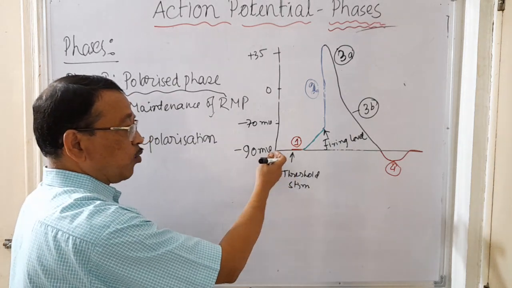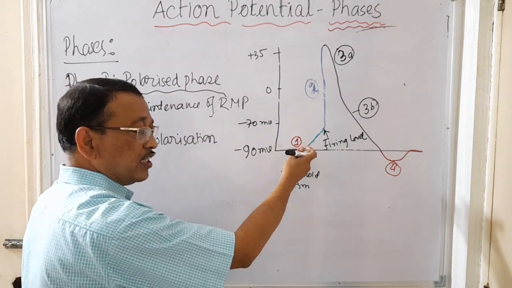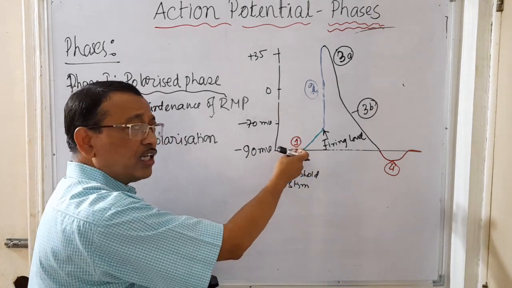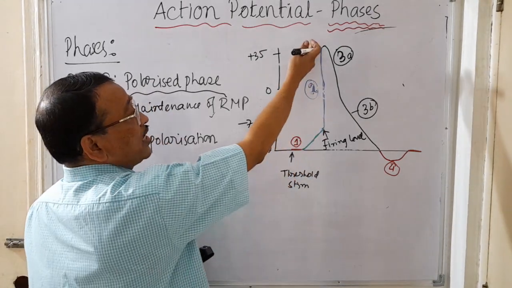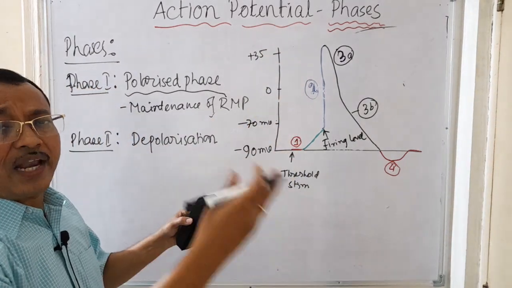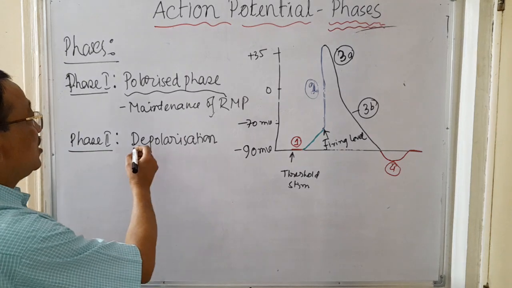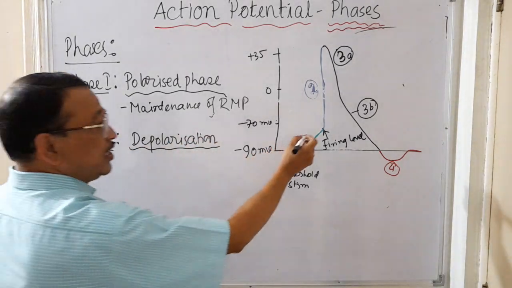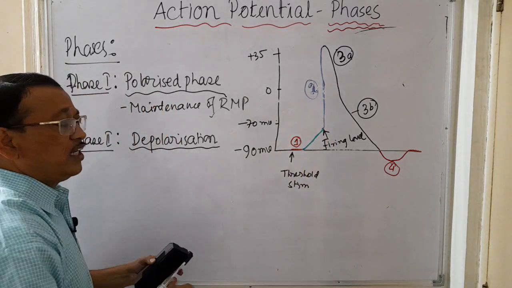Inside, in the polarized condition, it was minus 90, inside electronegative, but now it will become plus 35. So the polarized state is getting disturbed, is disbalanced, and this is why this phase is known as the depolarization phase. So in this depolarization phase, what happens?